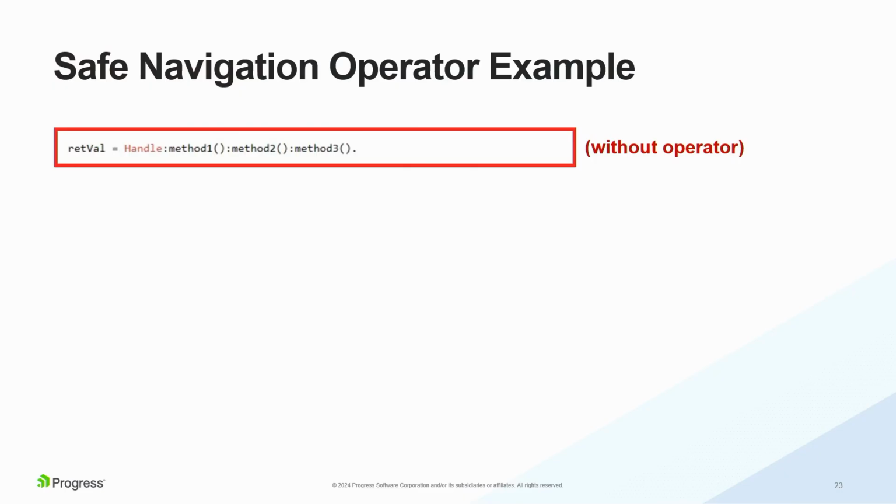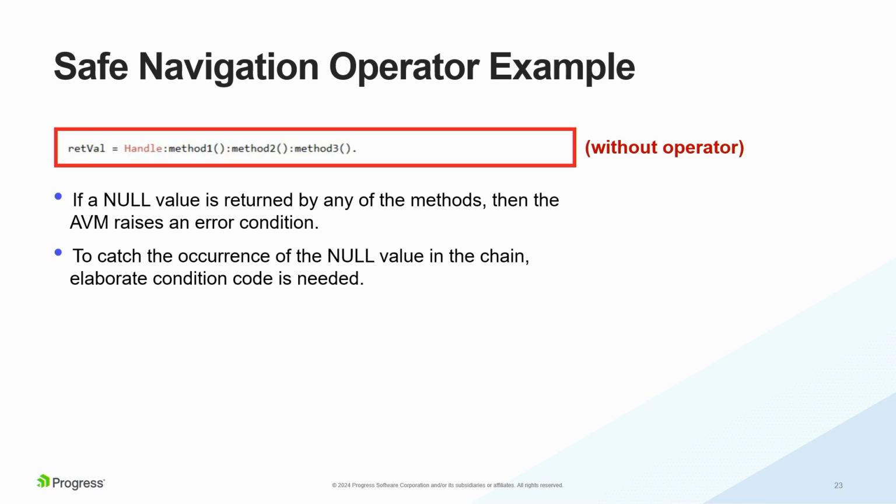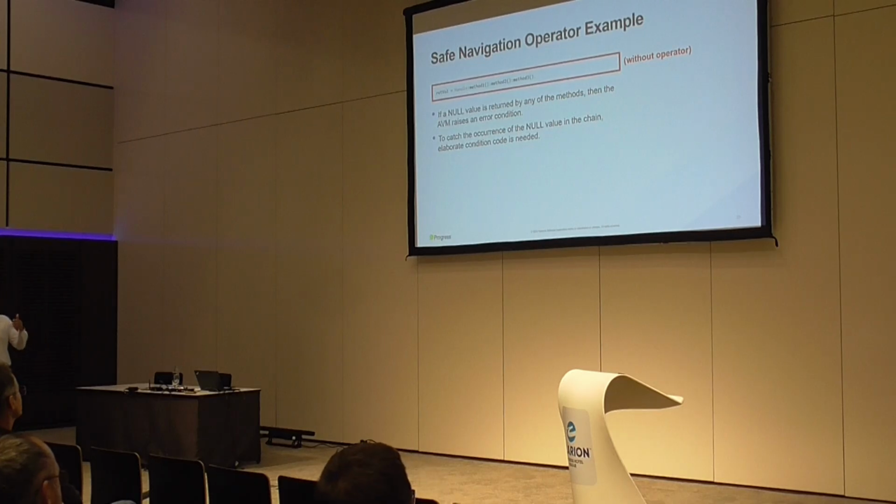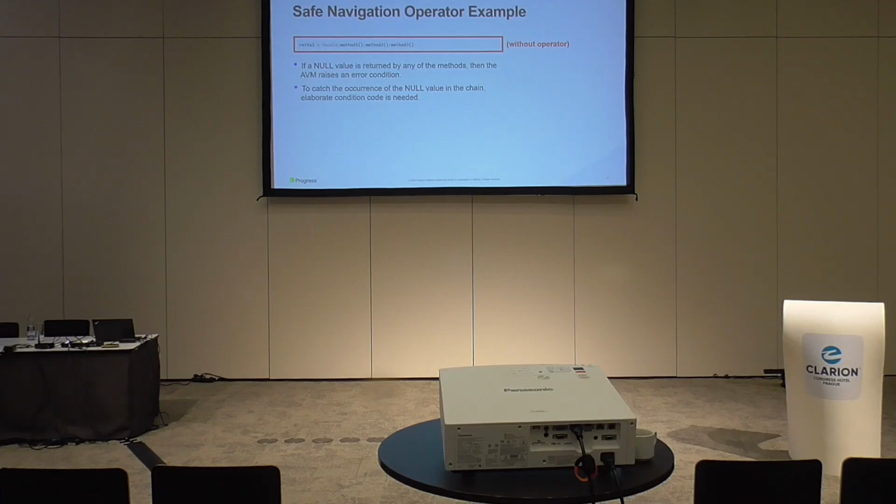So this is an expression without the safe navigation operator. And you can see that if a null occurs anywhere within methods 1, 2, or 3, the AVM is going to throw an error. And so if you want to catch a null occurrence in any of the methods 1, 2, or 3, you have to write conditional if-then-else statements to catch any null occurrence in methods 1, 2, and 3.